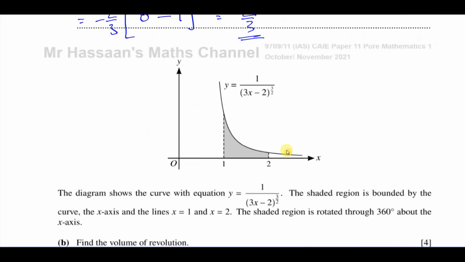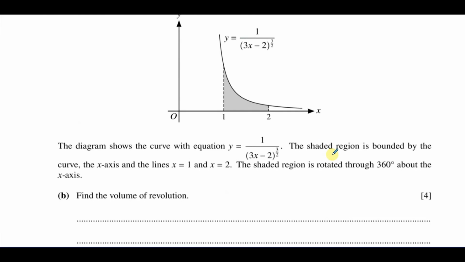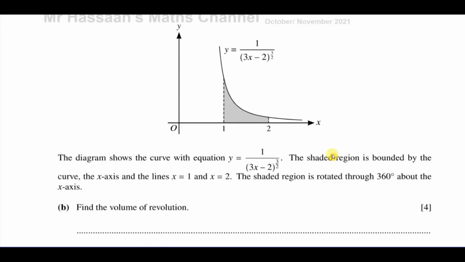Now for part B, which is also to do with integration. In this case, it says the diagram shows a curve y equals 1 over (3x minus 2) to the power of 3/2. The shaded region is bounded by the curve, the x-axis, and the lines x equals 1, x equals 2. The shaded region is rotated through 360 degrees about the x-axis. Find the volume of revolution.